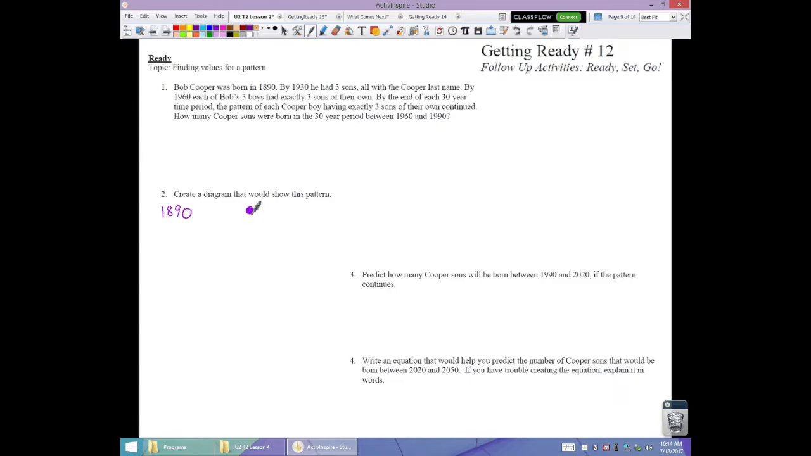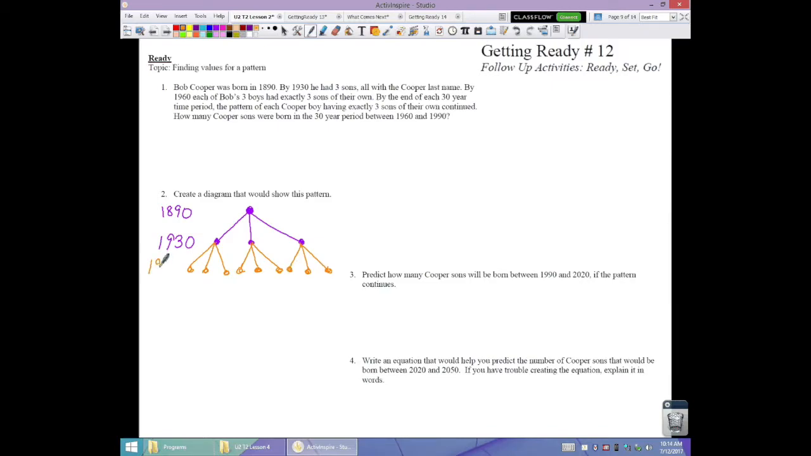That dot is Bob Cooper. He has 3 sons. So this is by 1930. There are 3 Cooper sons. Each of those 3 are going to have 3 of their own. So here's 3 more sons from this guy, 3 more sons from this guy, and 3 more from this last son.